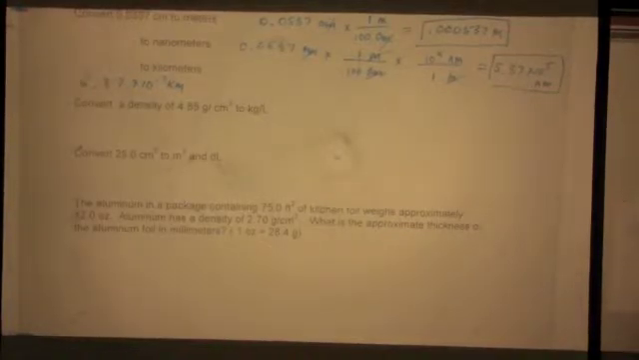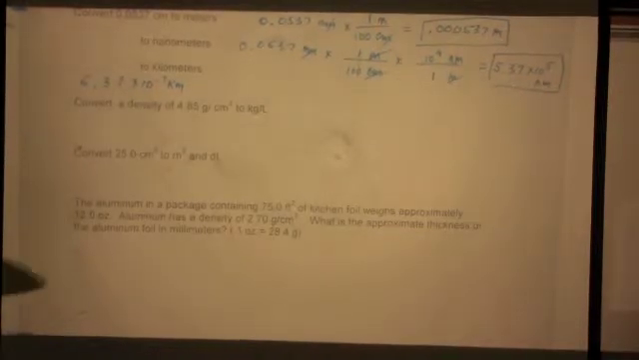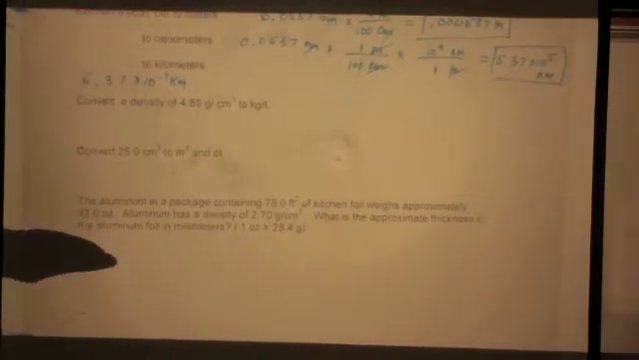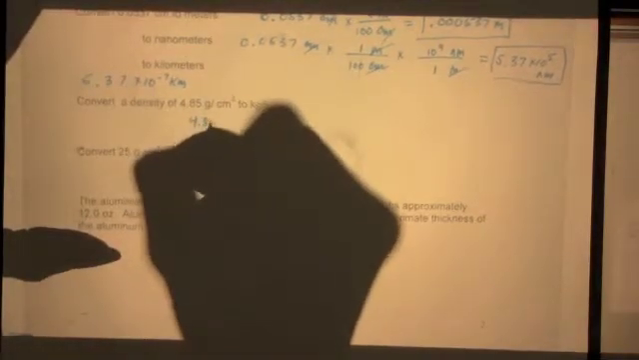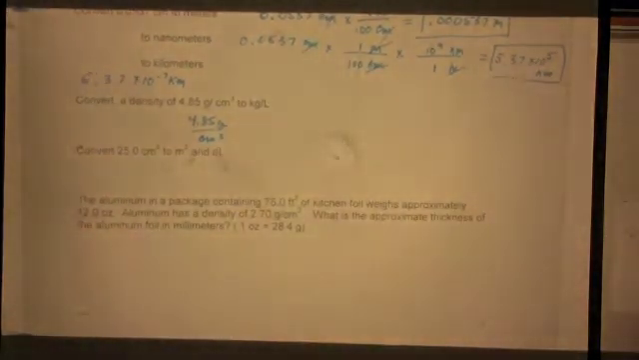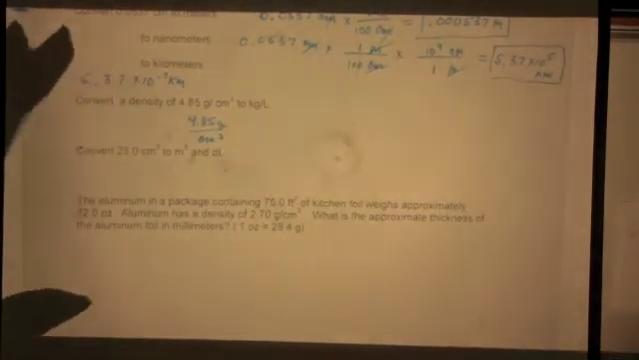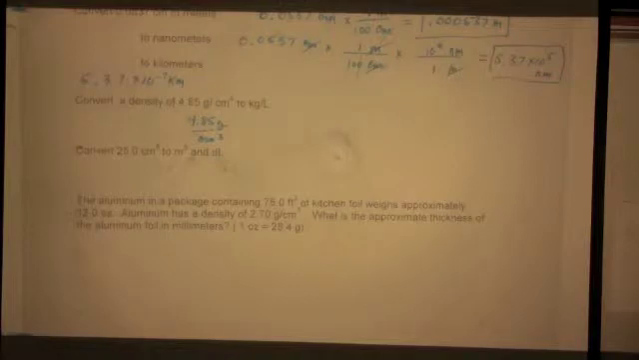Okay, let me go on to converting a density. We've got 4.85 grams per cubic centimeter. We want to go to kilograms per liter. What are you starting with? Right, 4.85. We have grams per cubic centimeter. Now we want to go to kilograms per liter. And the reason I'm showing you this one is that we have 2 units that you have to convert.